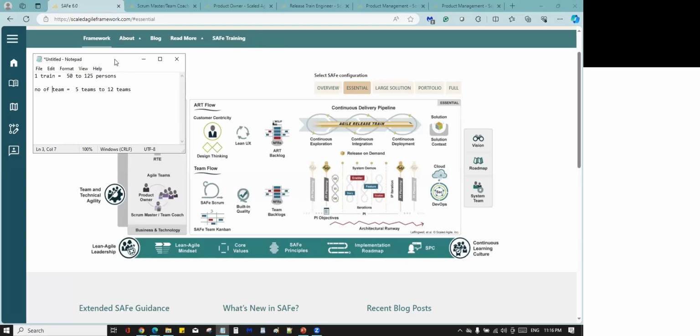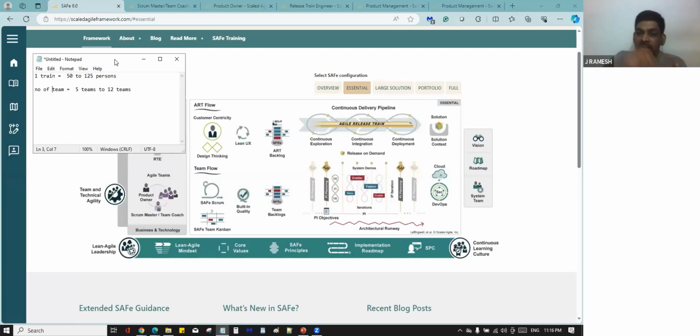Now I come to the next level, the RTE, where you need to handle multiple things. What Kavita asked: how many teams? 50 to 125 people for one train, maybe 5 to 12 teams on average. One team, two team, three team, up to 10 teams make one train. One train has one RTE, one product manager, one solution architect. That is one train. Understand?